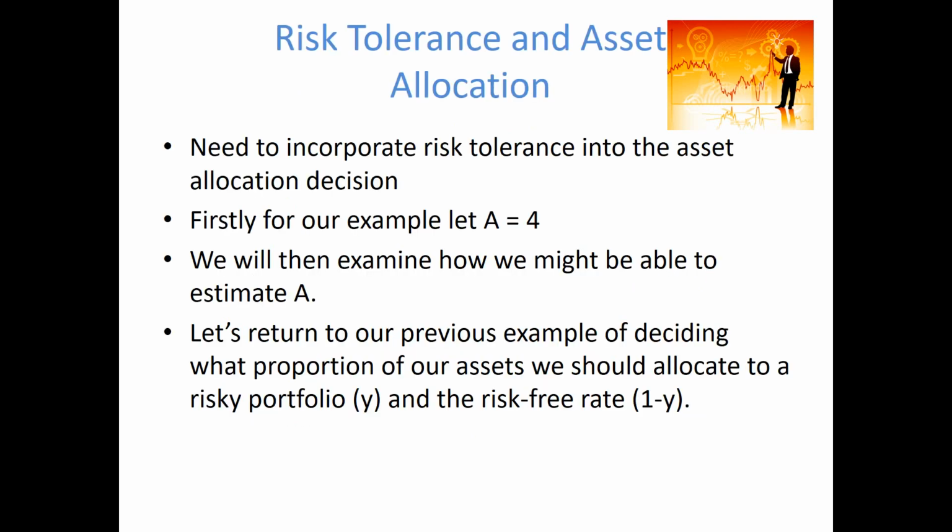So the crux of this is that we need to incorporate risk tolerance, or the degree of risk aversion, into the asset allocation decision. What we are going to do now is start by assuming an individual investor who has a coefficient of risk aversion A equal to 4. And let's now return to the example from our previous learning objective, where we had the decision to allocate between a risky portfolio and a risk-free asset.